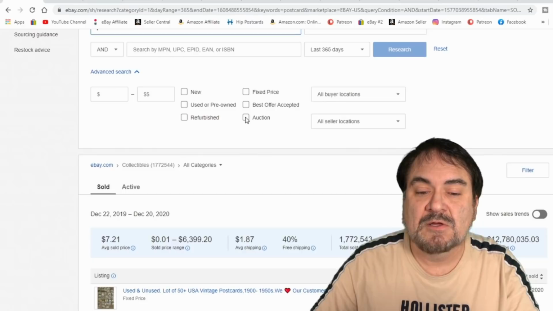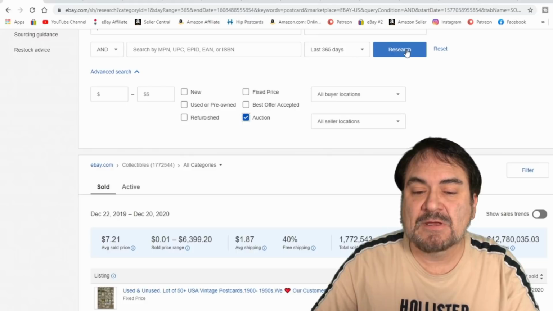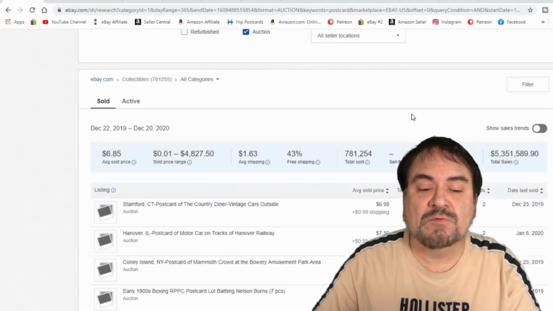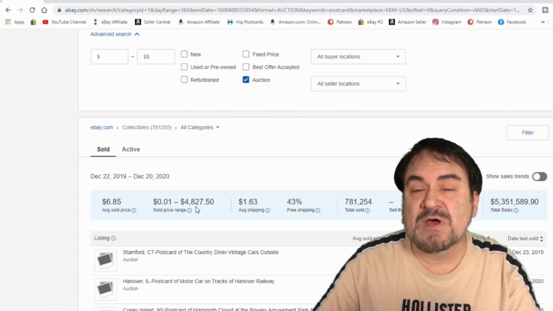Now, we're going to click auction just to give you one more example here. And we're going to search and show you some differences right off the bat. Now, this is only showing auctions. Now, right off the bat, $4,800 is the highest postcard that sold as an auction.